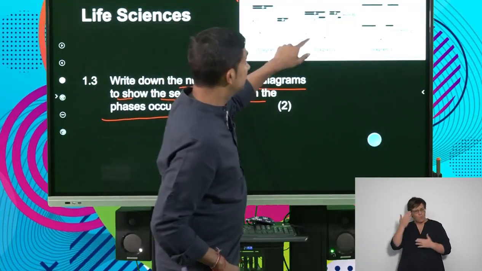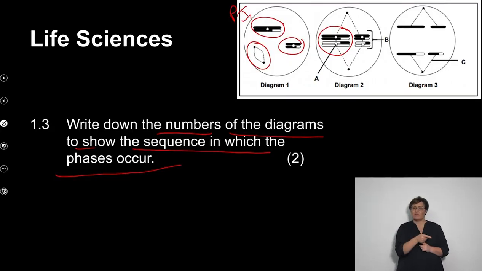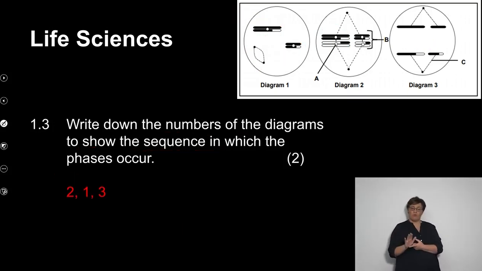And how I know that it's metaphase 1 is, firstly, metaphase is at the equator, and 1 because we see that there are pairs of chromosomes meeting at the equator. And this is going to be anaphase 2, and here we can clearly see that chromatids are being pulled apart. So these diagrams illustrate essentially the process in the following sequence. So we would start with 2, 1, and 3.